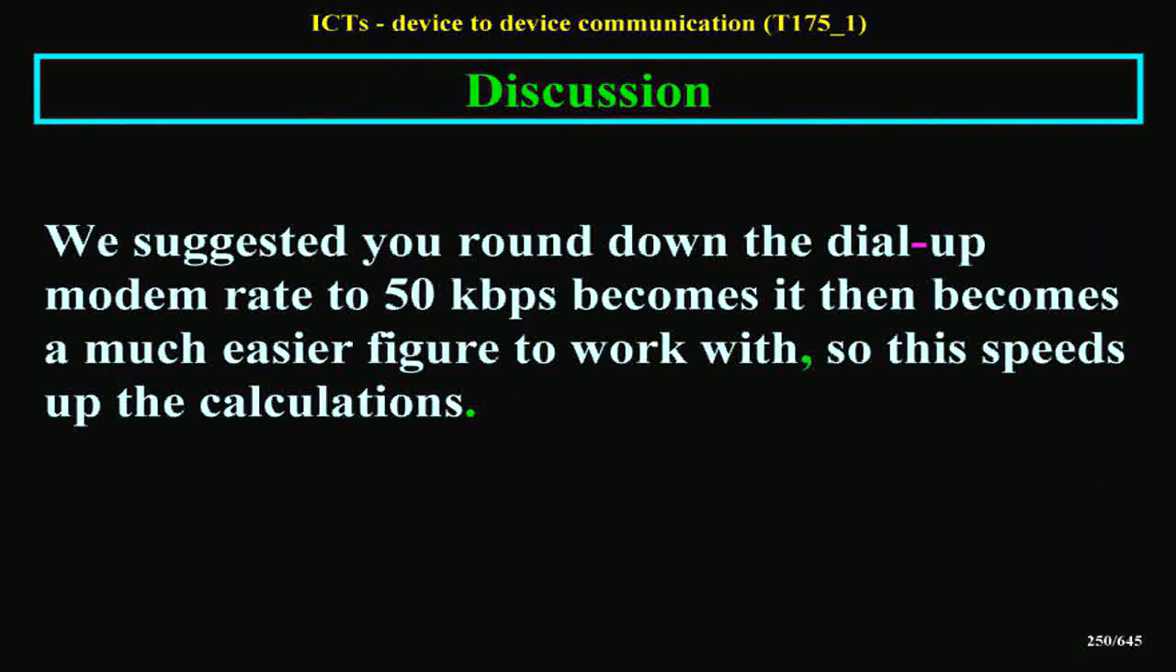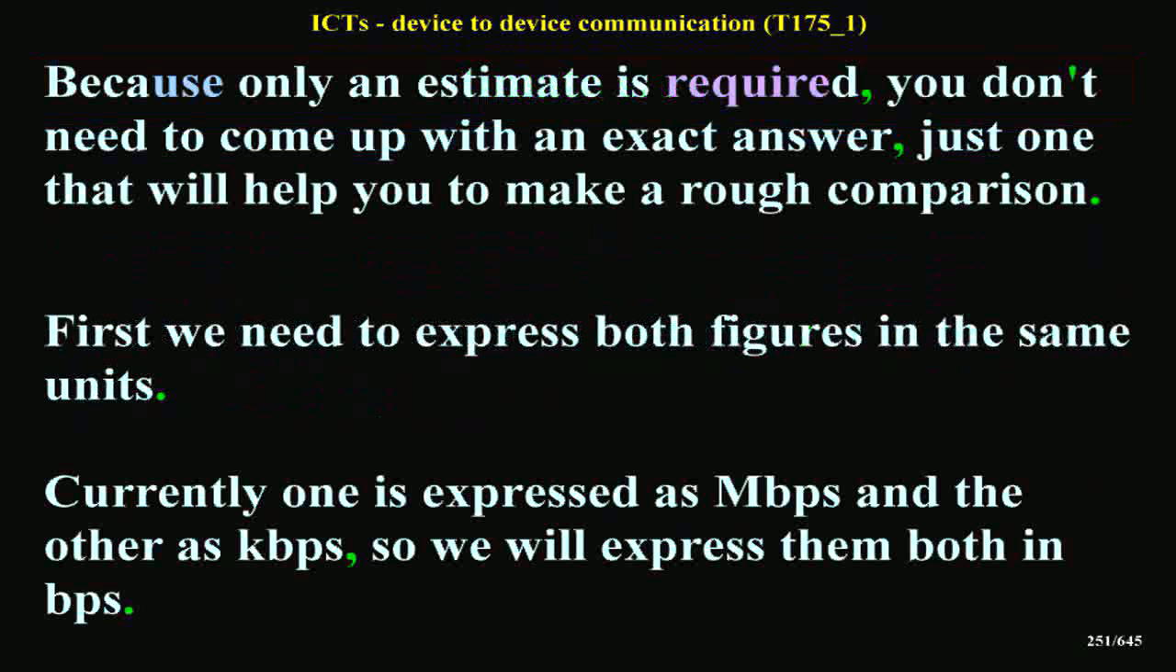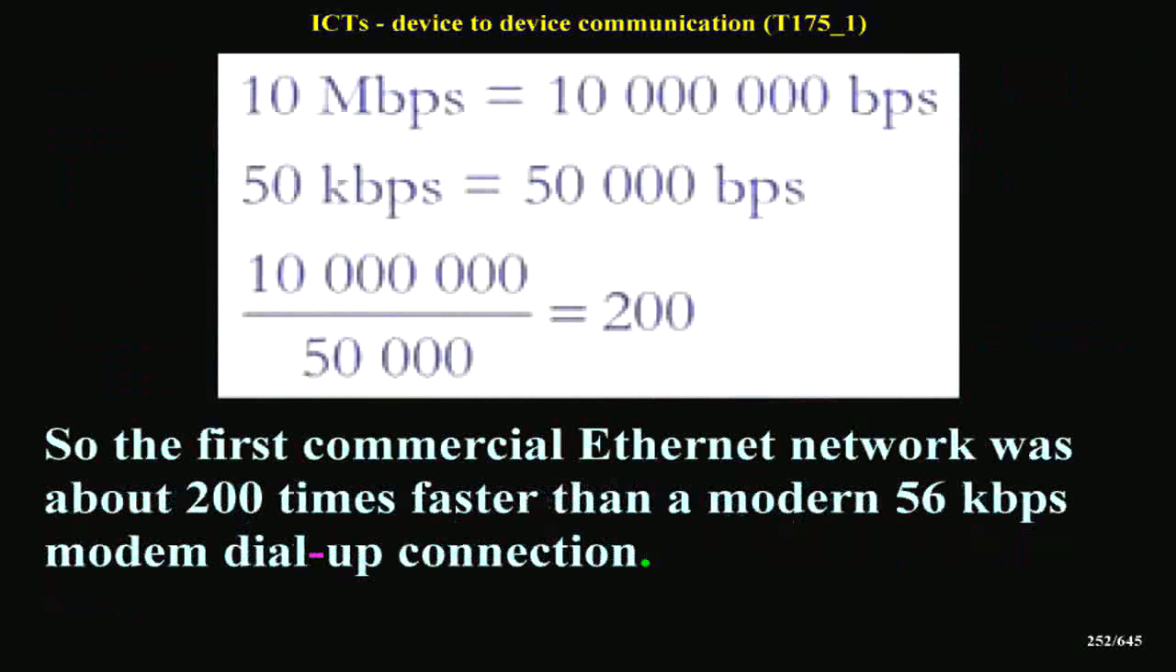Discussion. We suggested you round down the dial-up modem rate to 50 kbps because it then becomes a much easier figure to work with, so this speeds up the calculations. Because only an estimate is required, you don't need to come up with an exact answer, just one that will help you to make a rough comparison. First, we need to express both figures in the same units. Currently one is expressed as Mbps and the other as kbps, so we will express them both in bps. So the first commercial Ethernet network was about 200 times faster than a modern 56 kbps modem dial-up connection.